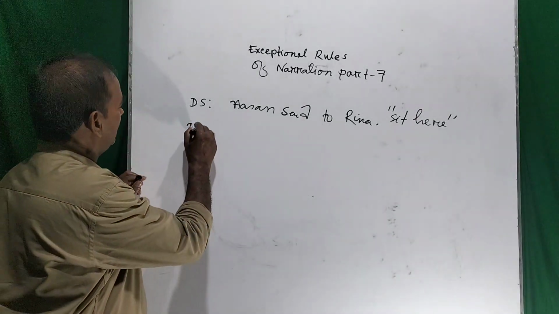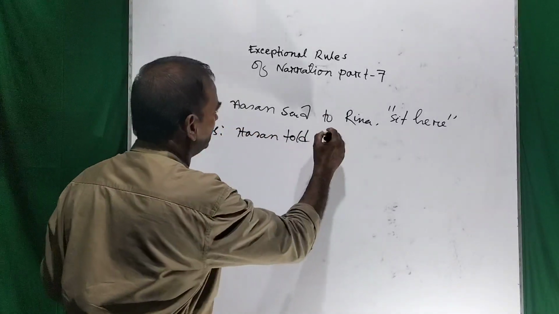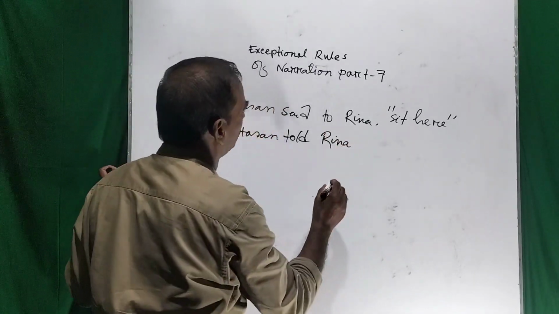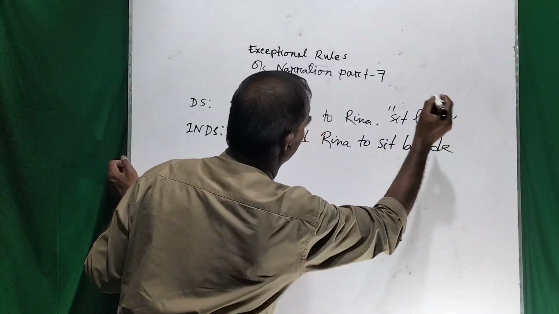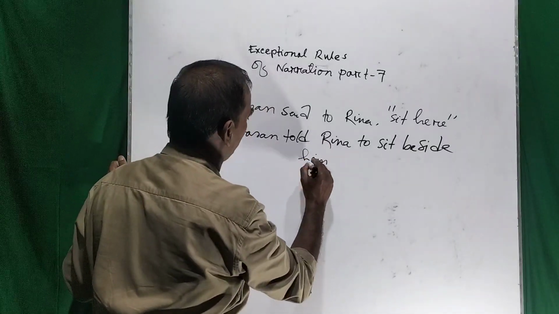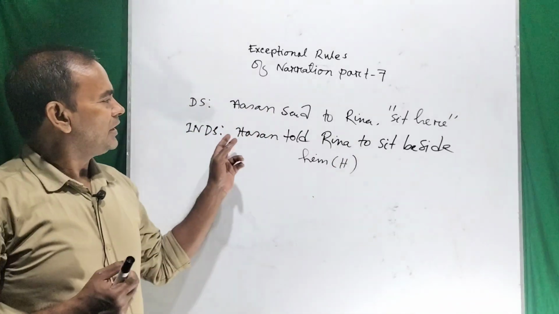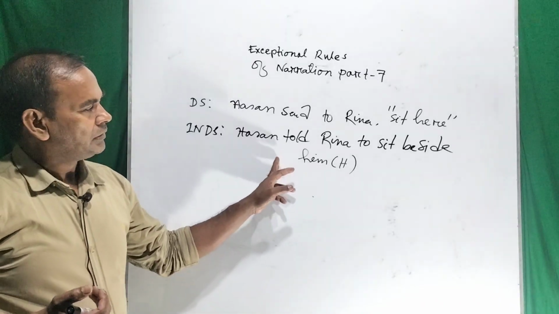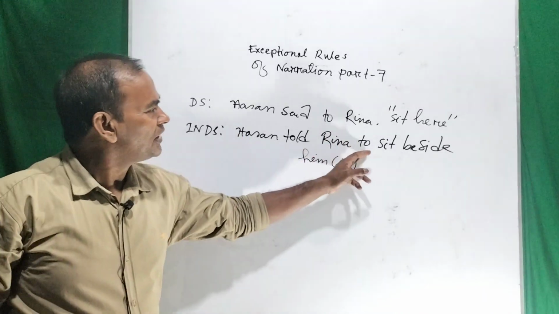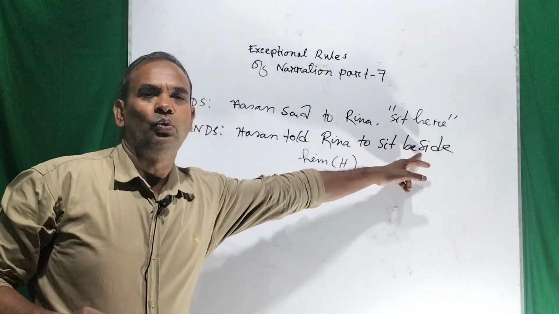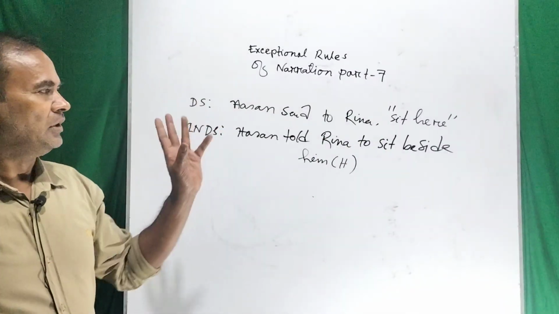You can write like this way. Hassan told Rina to sit beside him. This "him" means Hassan, and you can use the first letter of some proper noun or noun into the first bracket. So Hassan told Rina to sit beside him, and this word "beside" has been used instead of "here" in the sentence because this is appropriate, this is applicable.